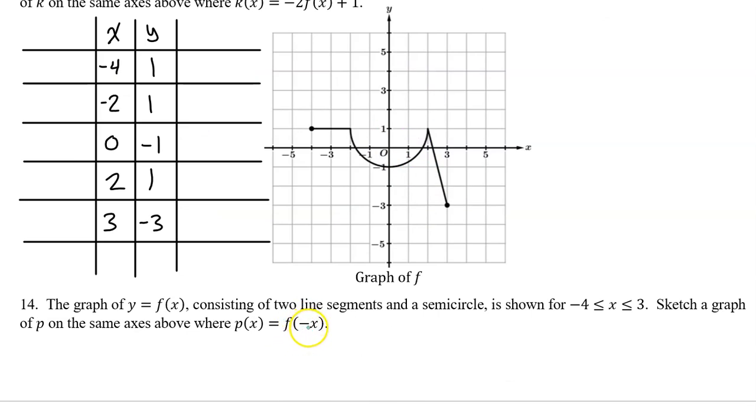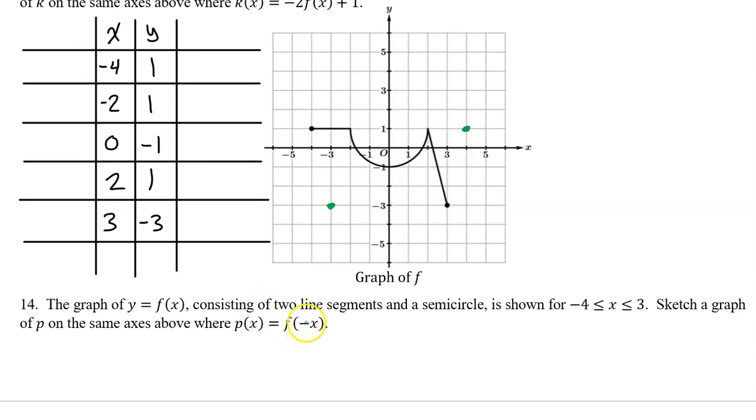Number 14 only has one transformation. The negative sign right here is a reflection over the y-axis. So most of you can probably just do this visually without a chart, in which case you would be doing things like, okay, this point right here, I see it is 4 units to the left. If I reflect that over the y-axis, it's going to end up right here. And you can just do that one by one. So like this endpoint over here, I see it as 3 units to the right. It's going to end up over here 3 units to the left. But you could use a table.